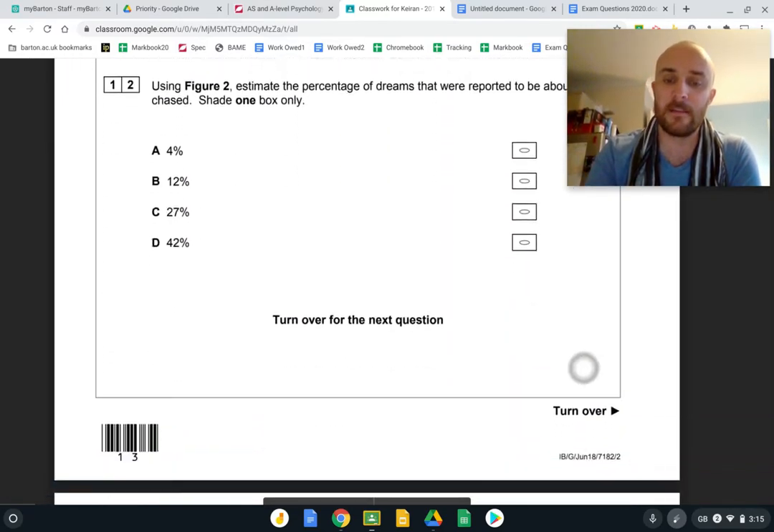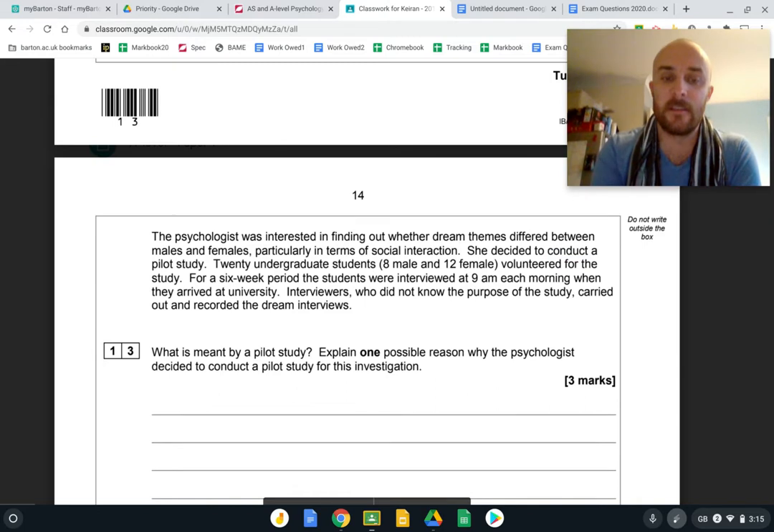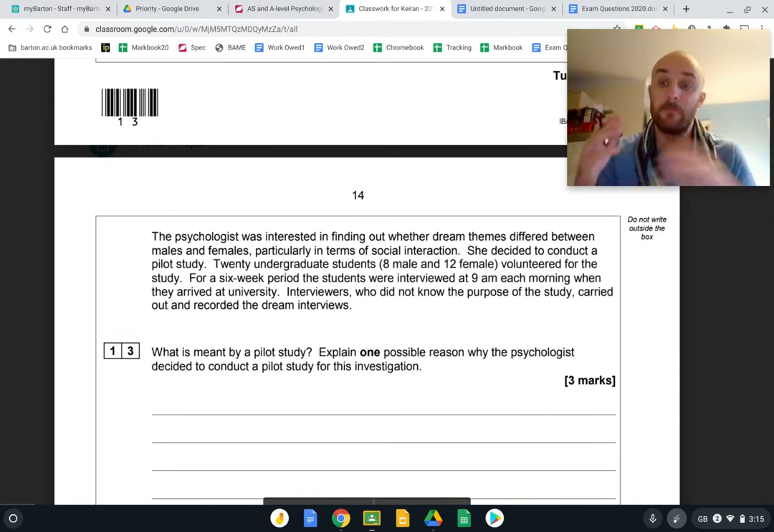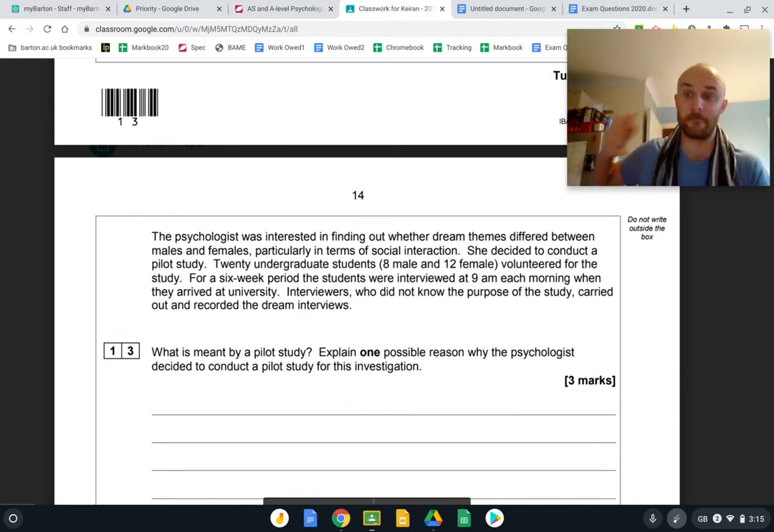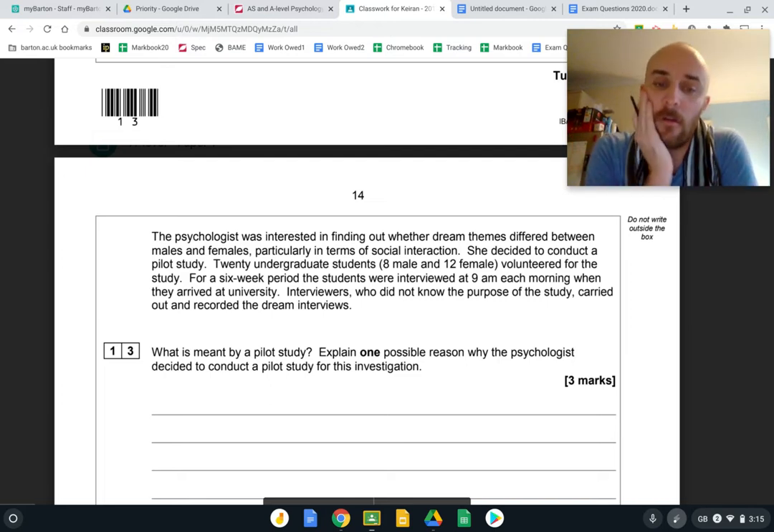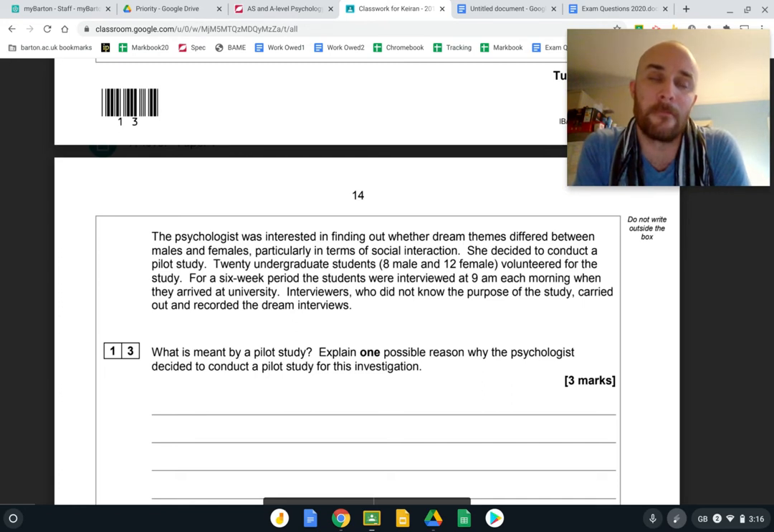So let me just read on the next page this stem we've got here, which basically sets you up for the next 48 marks. The psychologist was interested in finding out whether dream themes differed between males and females. So basically, do males and females dream differently, particularly in terms of social interaction? Very weird. She decided to conduct a pilot study.